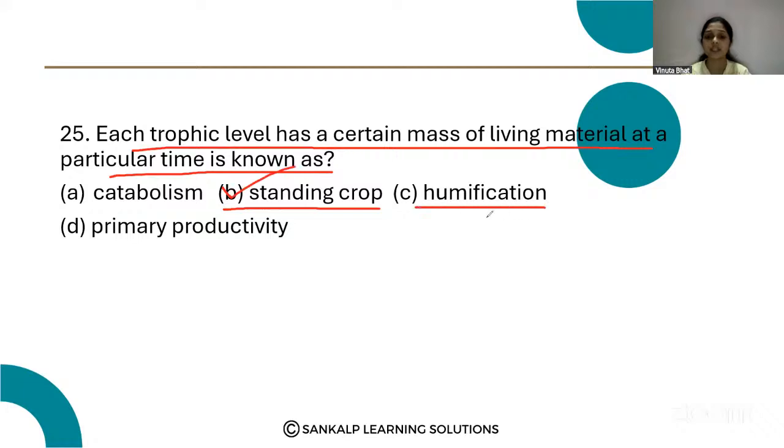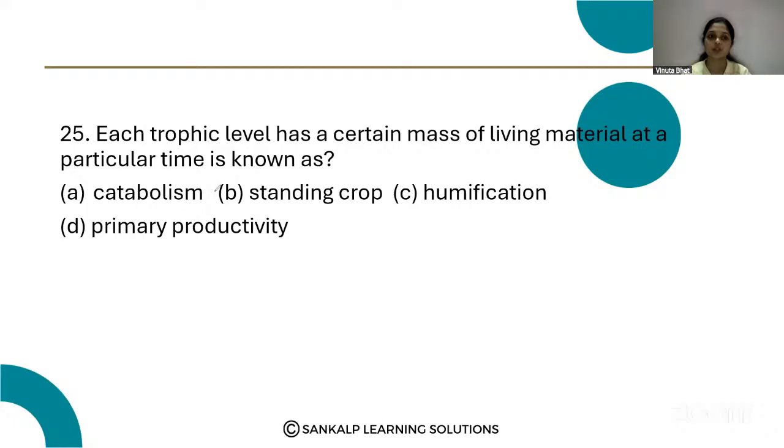Then what is humification? Humification means the black color soil that is formed by the dead organic matter, which is rich in nutrients and undergoes decomposition very slowly. So that is called a black color amorphous solid structure. The process of formation of that is called humification, humus formation. And primary productivity, you know already, I explained what primary productivity is. So for this question, option B is the correct answer.